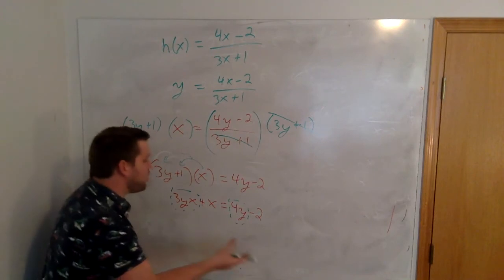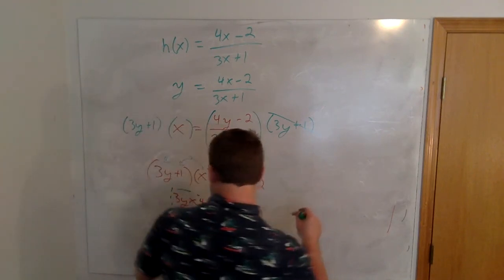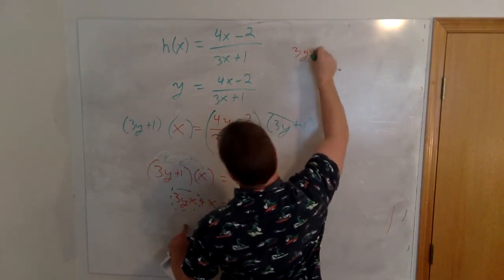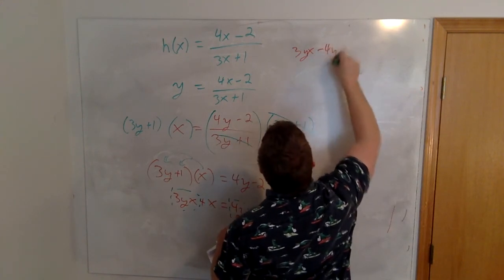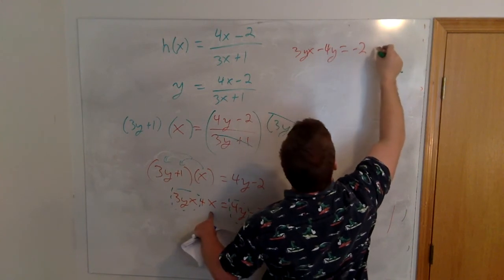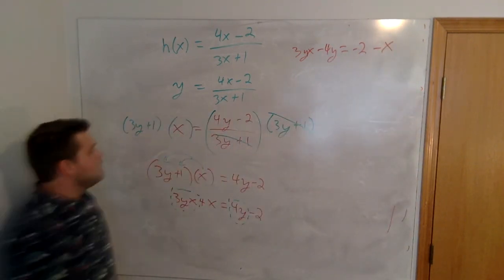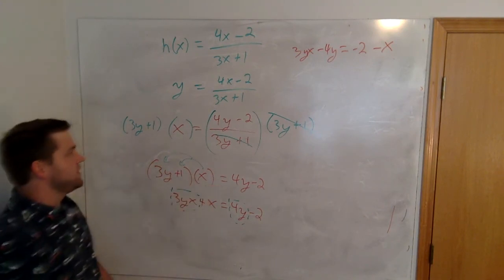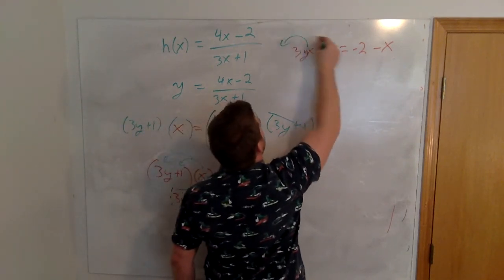Okay, and now we're going to move them all to one side of the equation. So let's see, we'll have a 3y minus x. We're going to subtract 4y from both sides. And that's going to be equal to, well, I have a negative 2, and we're going to subtract an x. So I moved all the y's to the left-hand side, all non-y pieces to the right-hand side. But the beauty of doing this is we can factor out this y.